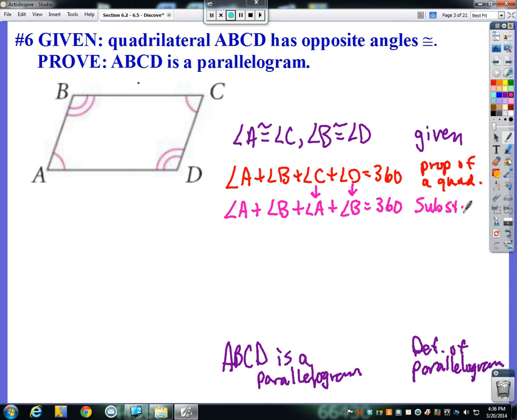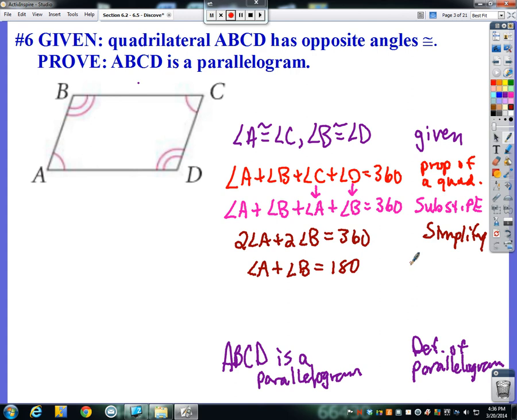So here I'm using the substitution property, not transitive, pure substitution. And so now if I look at this, I've got 2 angle A's plus 2 angle B's equal 360, and we call that a simplify step. We're just adding like terms on the left. And if I notice, all 3 of these terms have a factor of 2 in common. So if I were to divide everything by 2, that would leave me with A plus B is equal to 180. And if A and B equal 180, that means they're supplementary. And if they're supplementary, that means I've got parallel sides.